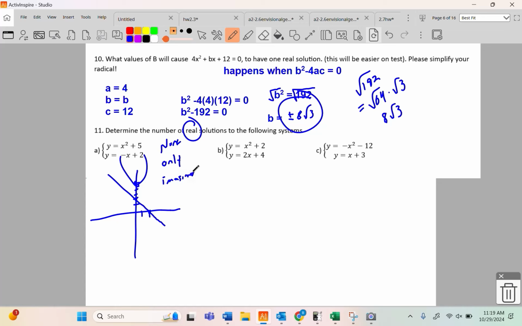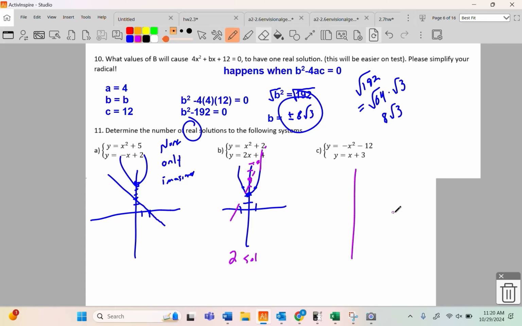All right, here we have x squared plus 2. We rise 2, up 1 over 1. Then we have 2x plus 4. We rise 4. Slope is 2, rise 2, run 1. And you can see that it's going to have two solutions, two real ones.